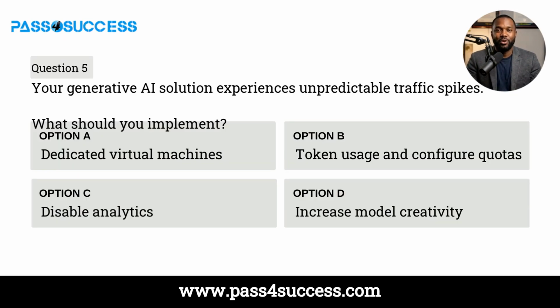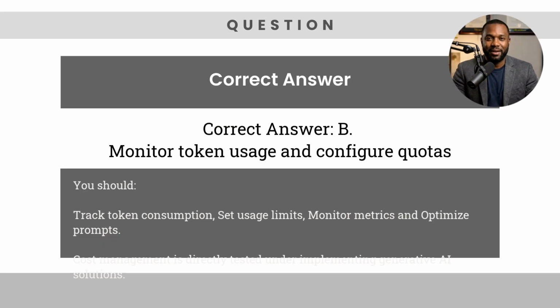Question 5. Your generative AI solution experiences unpredictable traffic spikes. What should you implement? A. Dedicated virtual machines. B. Monitor token usage and configure quotas. C. Disable analytics. D. Increase model creativity. Correct answer: B. Monitor token usage and configure quotas.